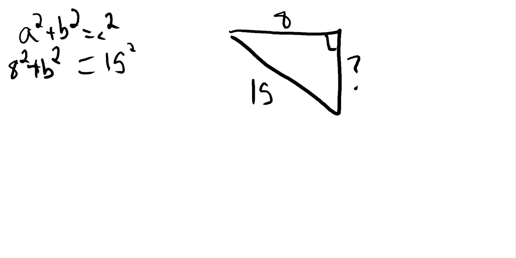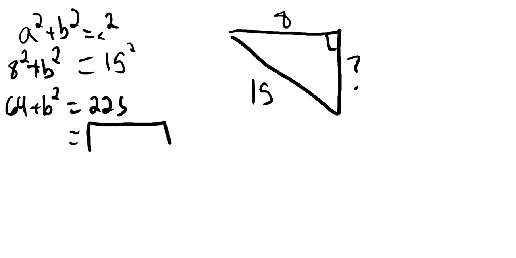8 squared plus B squared equals 15 squared. We know that this is going to be different because we're solving for a leg now. So we've got 64 plus B squared is equal to 225. And I like to do the boxes here just to kind of organize things for us.